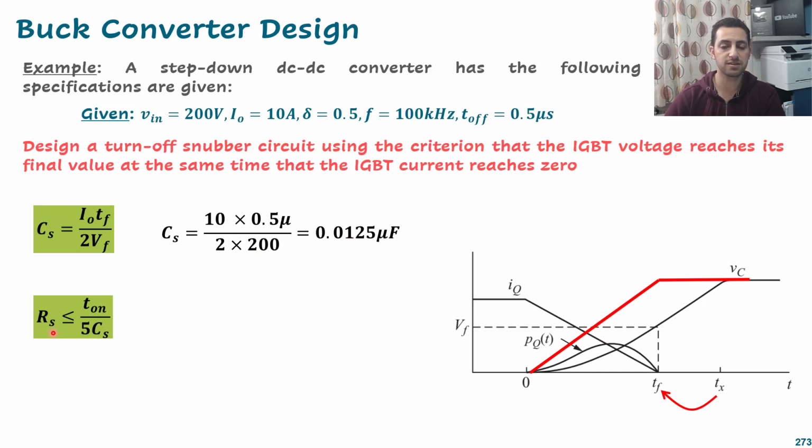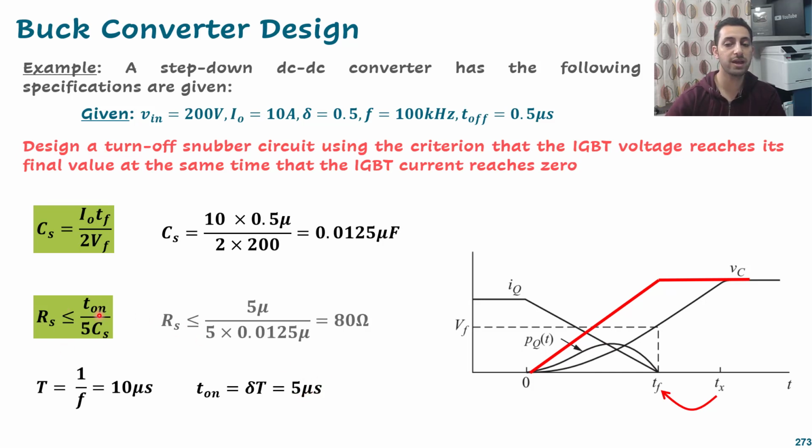Now let's go to the resistance. We know that the turn-on is the conduction time, we have a duty cycle of 0.5, and we know the frequency. From the frequency we can calculate the period, which is 10 microsecond, 1 divided by 100 kilo, and also with the duty cycle, we can calculate the turn-on, which is 5 microsecond. Now by looking at this equation, we can calculate the RS as 80 ohm. So 80 ohms, and that capacitor value will make this loss here.